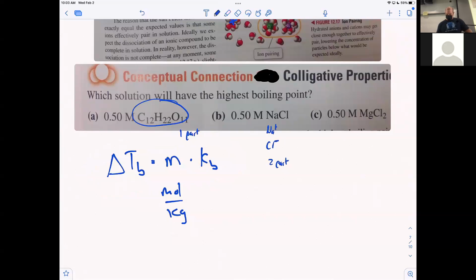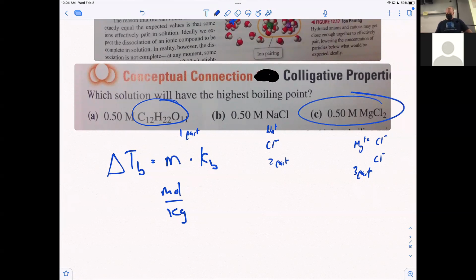And magnesium chloride is going to be magnesium plus 2, Cl minus, Cl minus. This is going to be 3 particles. And the colligative property is the number of particles. So sucrose is going to have a big old 1 in front of it. The sodium chloride is going to have a 2 in front of it. Magnesium chloride is going to have a 3 in front of it. The one with the highest magnitude is, in fact, the magnesium chloride. That's the one that has the highest boiling point.